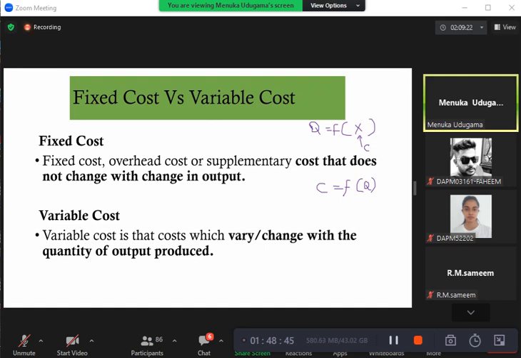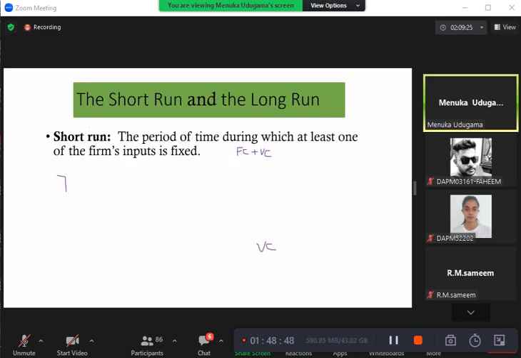Again, we have to remember, to understand the two types of costs, we also have to look at the time period, right? The short run is a period of time during which at least one of the firm's inputs is fixed. That fixed time period we call the short run. So in the short run, you find both fixed costs and variable costs. Costs that depend on output are variable, and the others are fixed costs. So both types of costs can be found in the short run.